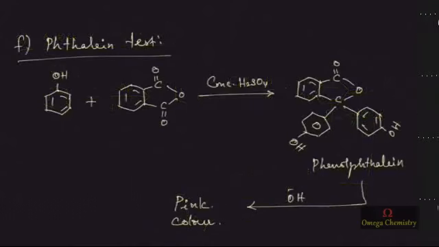The last test for phenol is the phthalein test. When phenol is fused with phthalic anhydride in the presence of concentrated sulfuric acid, phenolphthalein will be the product. And we know that phenolphthalein is colorless in acidic solution. So since I have taken concentrated sulfuric acid, the phenolphthalein thus formed will be colorless. But when I add a little potassium hydroxide or sodium hydroxide, it will turn pink in color, which is an indication that the substance we have taken was phenol.